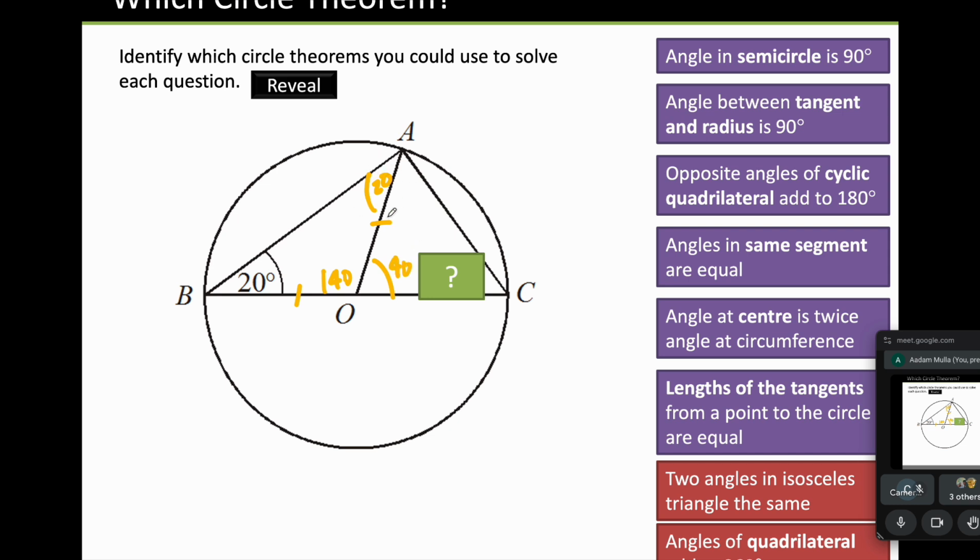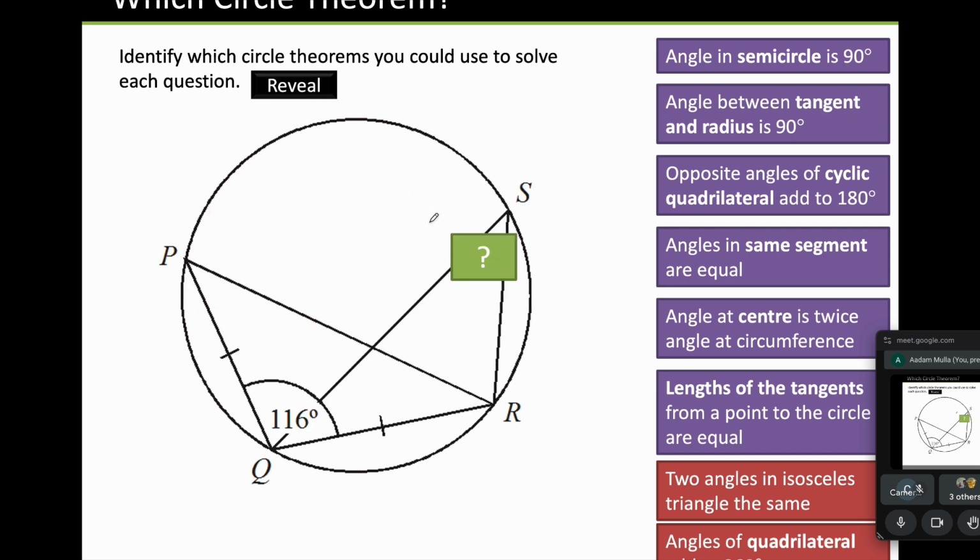If you remember before, that's 90, so 90 take away 20 is 70, and you could find it out that way as well. 70 plus 40 is 110, and that's 70. And you can also see that this is also an isosceles triangle over here. AOC is isosceles.